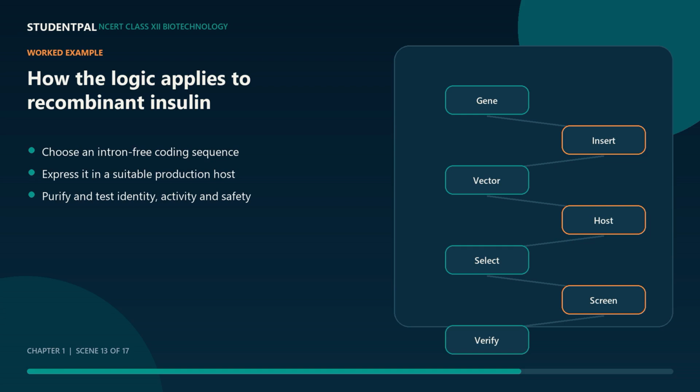DNA confirmation proves the construct. Protein analysis supports identity and purity. A biological assay supports activity. Manufacturing tests address consistency and contaminants. Notice how the application contains the same chapter logic, but extends beyond cloning. A recombinant product is not ready merely because a colony grows. It moves through a chain of molecular, biochemical, and quality evidence.